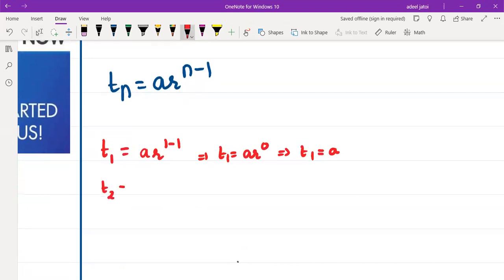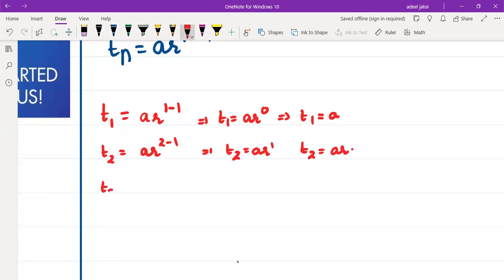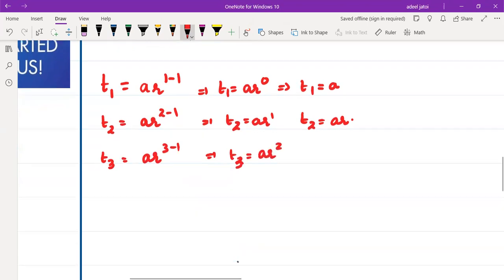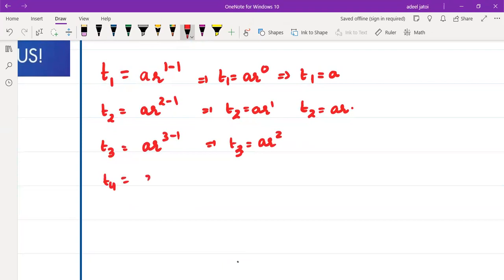Similarly, if we have T2, that means AR to the power 2 minus 1, which is AR1. So the T2 value can directly be written as AR. Similarly, T3 is AR to the power 3 minus 1, so T3 should be AR squared. Similarly, T4 should be AR to the power 4 minus 1, which means T4 should be AR cubed.